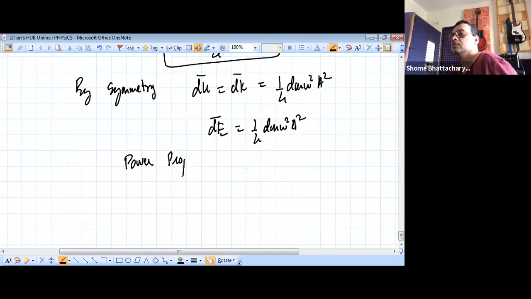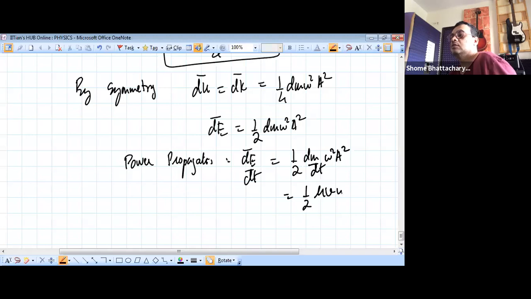So the power propagating, that is the rate at which this average energy is propagating with time. Sorry, this becomes half because you have kinetic plus potential. So this also becomes half over here: half dm by dt omega square a square. So you have that formula. Or you can write this as half square root of T into mu into omega square a square. So this is the power transmitted through a harmonic wave.